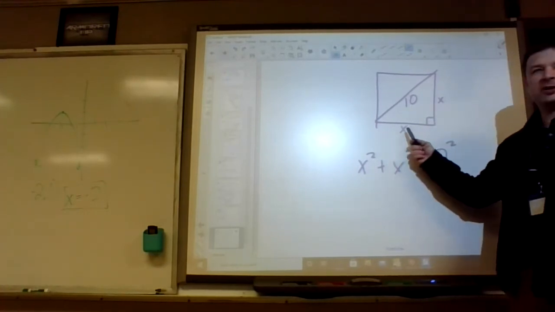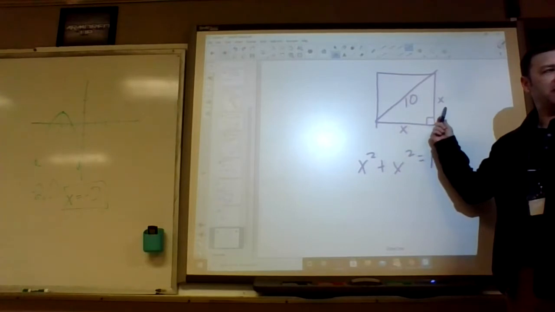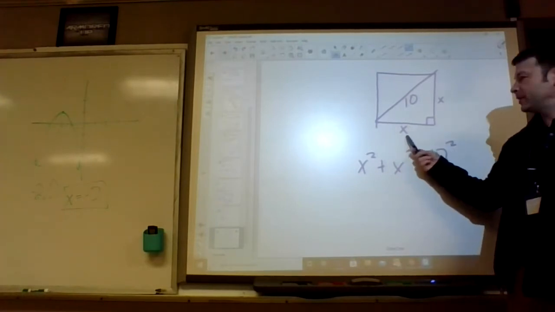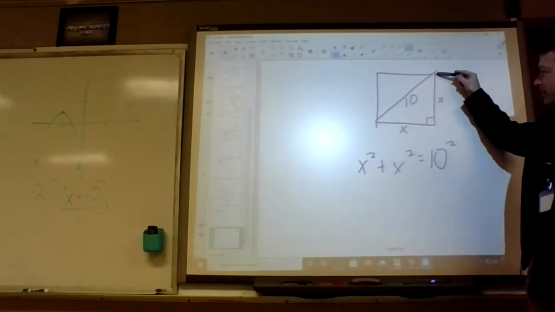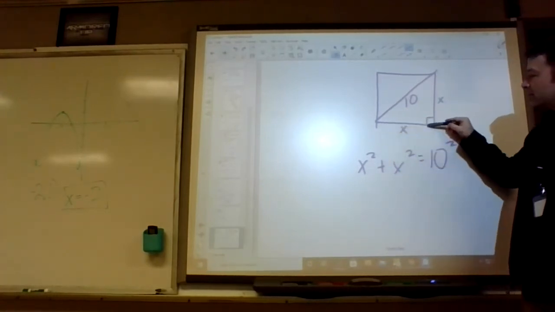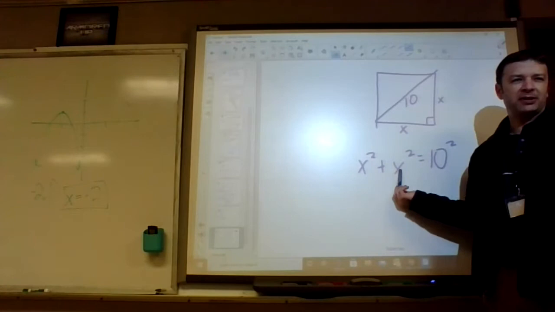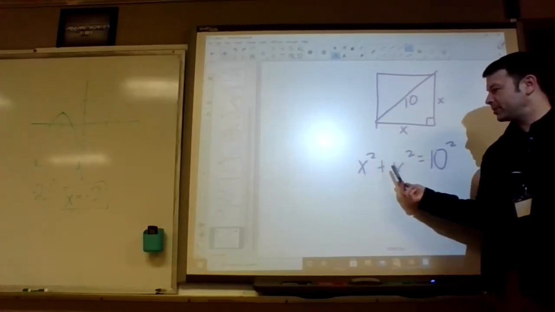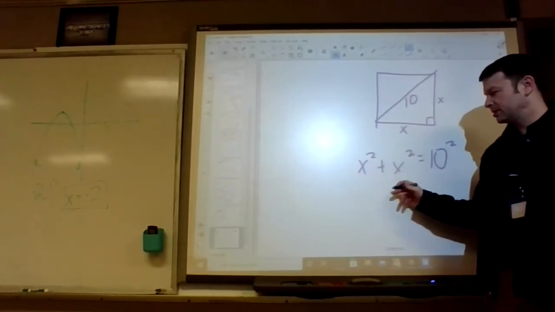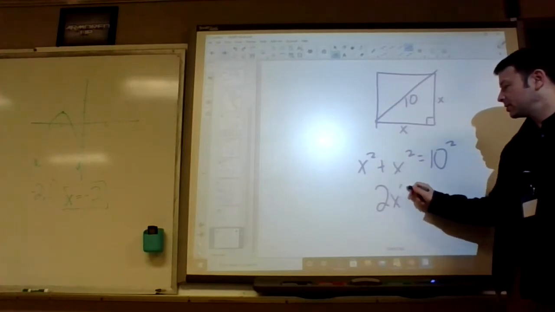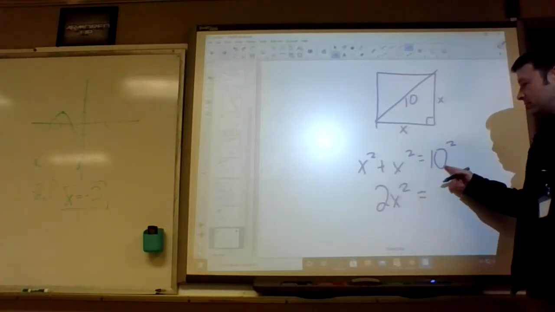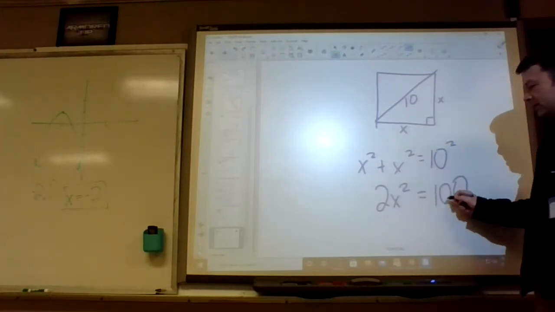Notice we're not using a and b here. We're using the same variable. Why is that? Because it's a square, so the lengths are the same. So I could have put a squared plus a squared if I wanted to. What is x squared plus x squared? 2x squared. What's 10 squared? 100.